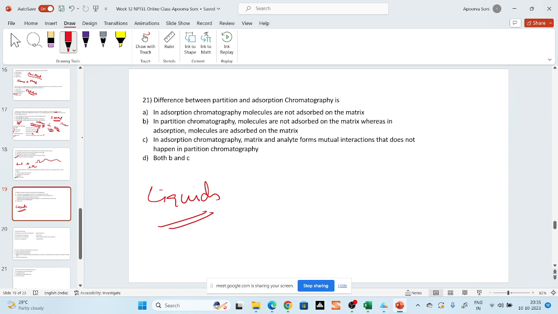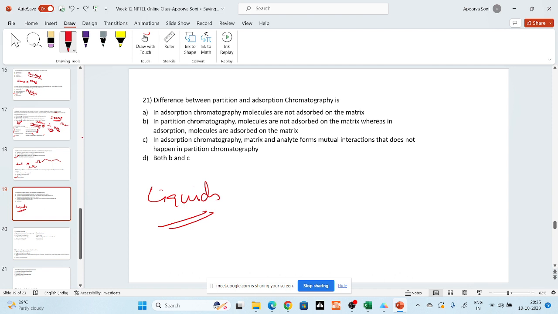So liquid chromatography is a type of partition chromatography, where the analyte is partitioning between the phases. Whereas adsorption chromatography means that there is a column and there is a matrix, and in that matrix, sorry for such a bad drawing, I'm not very good at it.